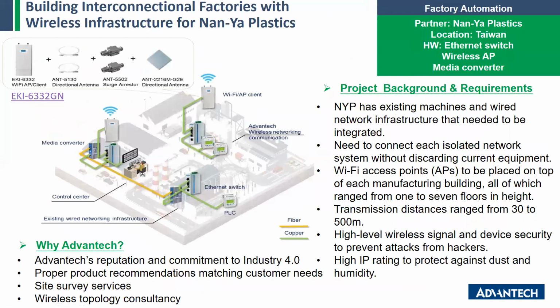I think this is the last example here. Okay, so a plastics company, this is in Taiwan. You can see, in this case, we set them up with directional antennas, surge arresters, antenna cabling, and then this access point to connect the Ethernet, essentially Ethernet switches, wirelessly to the access points up to 500-meter transmission distance here. That's how you get these directional antennas and optimize that long range.